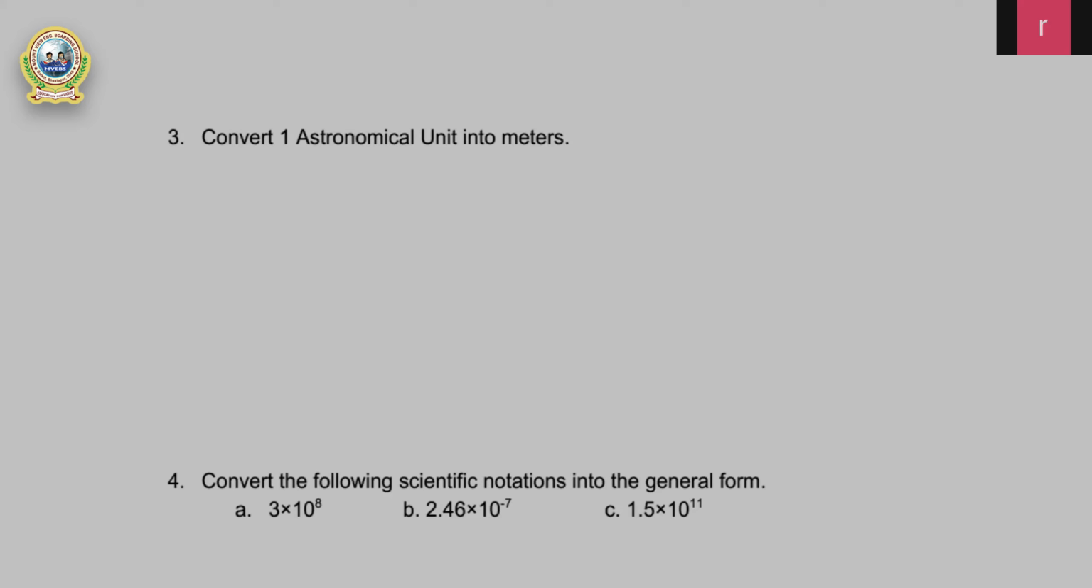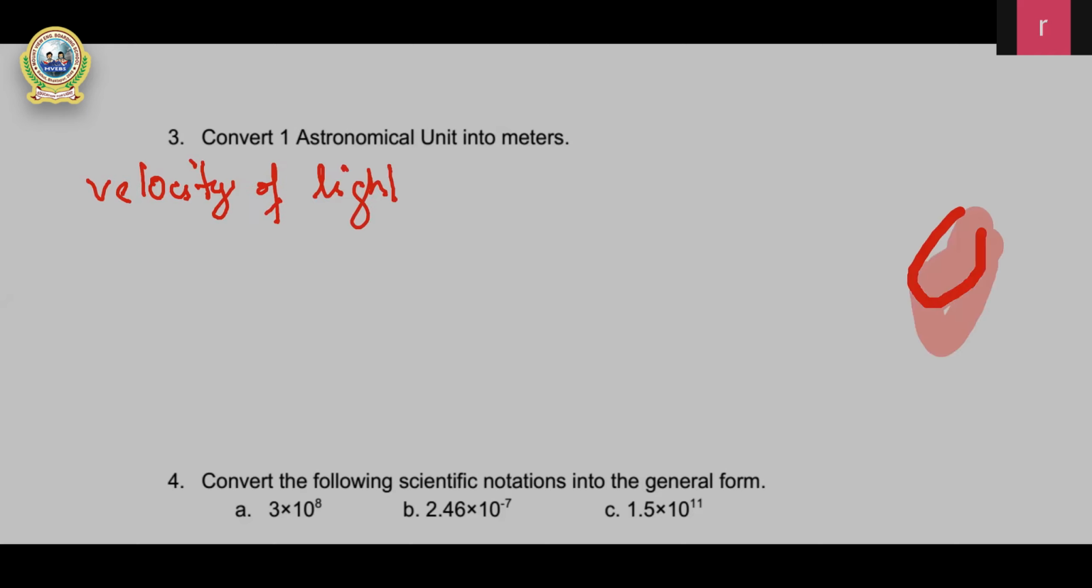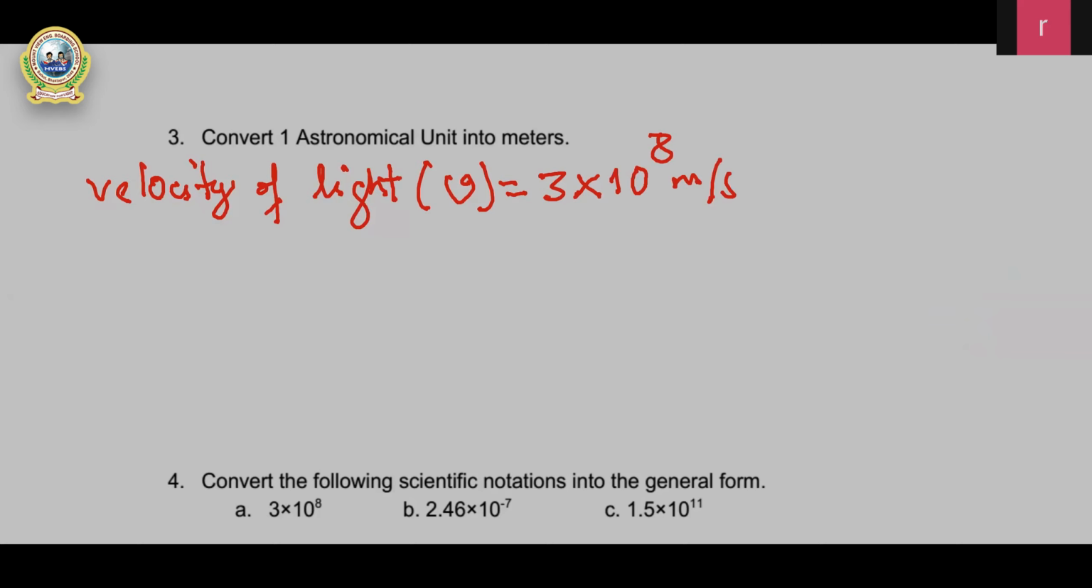So when we measure the distance between heavenly bodies in the universe, we use units like AU, astronomical unit, then light year, parsec. In this question, we are trying to convert one astronomical unit into meters. That means we are going to find how many meters are included in one astronomical unit. For this, grade 9 students, we have to know the velocity of light in vacuum. The velocity of light is denoted by v, equal to 3 into 10 to the power 8 meter per second. Light travels at this velocity in vacuum.